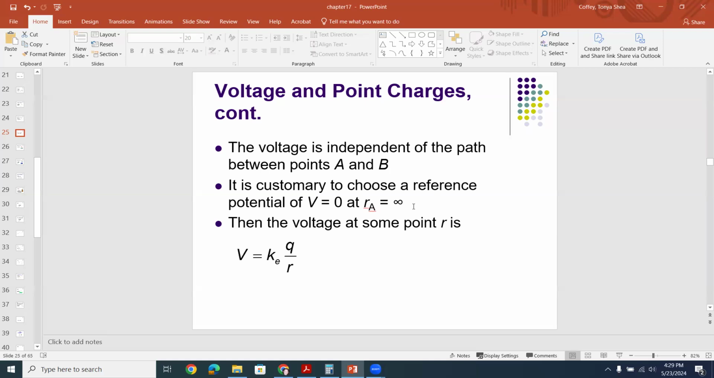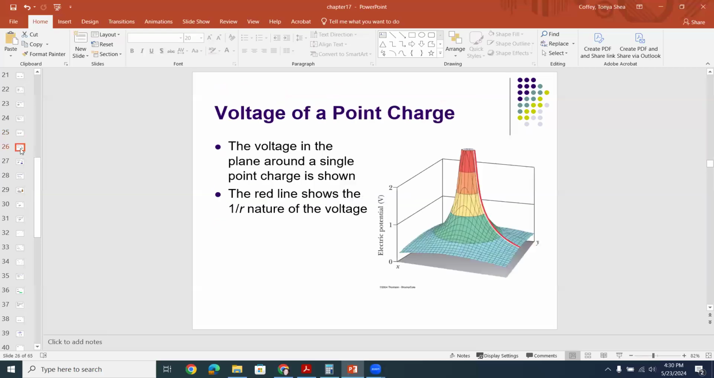So if you do that, then the voltage for some point at some distance r from a charge q would be V is equal to kq over r, and that would give you the voltage at a distance r radially away from a charge q, and remember k is that Coulomb constant, 8.99 times 10 to the 9th.